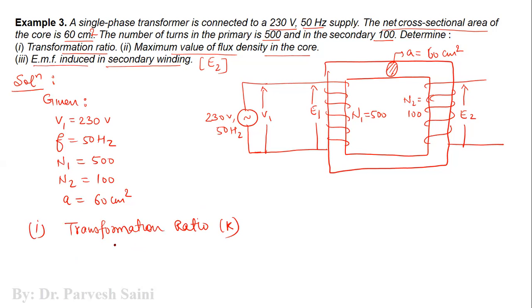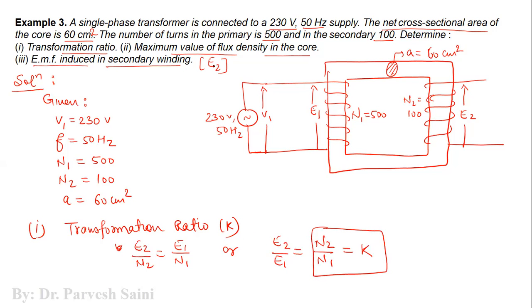Okay, so now the voltage to turn ratio is given by E2 by N2 is equal to E1 by N1, or we can also write it as E2 by E1 is equal to N2 by N1, and it is equal to K, right? So we can use this particular relation here, because E2 is not given to us, it is an unknown parameter, E1 is only given. But N2 and N1 both are given. So the value of K would be easy to calculate by using the values of the number of turns.